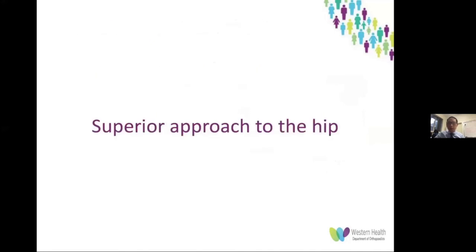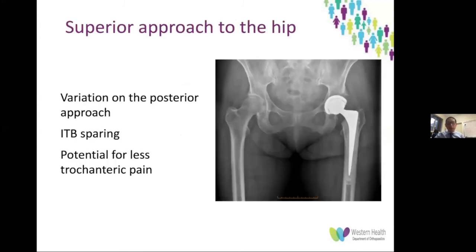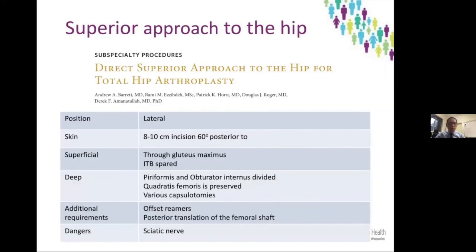Finally, we'll be talking about a superior approach to the hip. Now, this is really only a variation on the posterior approach, and other articles demonstrating a mini posterior approach are almost exactly identical to the superior approach to the hip. The main philosophy of this is that it's an ITB sparing approach, and there's a potential for less trochanteric pain. This is described in 2001 in the JBJS.